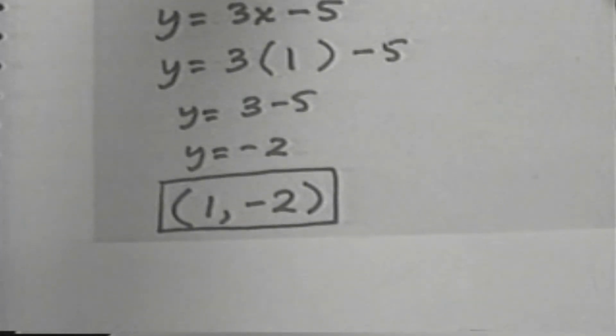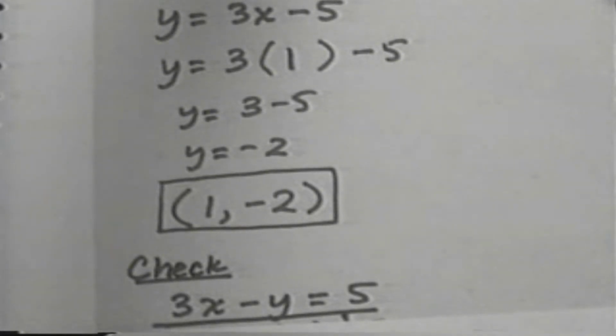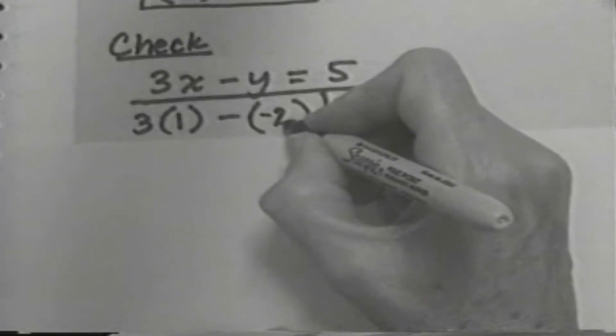The only thing left is the check. Remember that the check must always be done in the original. And so we check in the original two equations. Our first equation, 3x subtract y equals 5. We're going to fill in the x and the y values. 3 times the x value, which is 1. Subtract the y value, which is negative 2. On the right-hand side, we have simply 5.